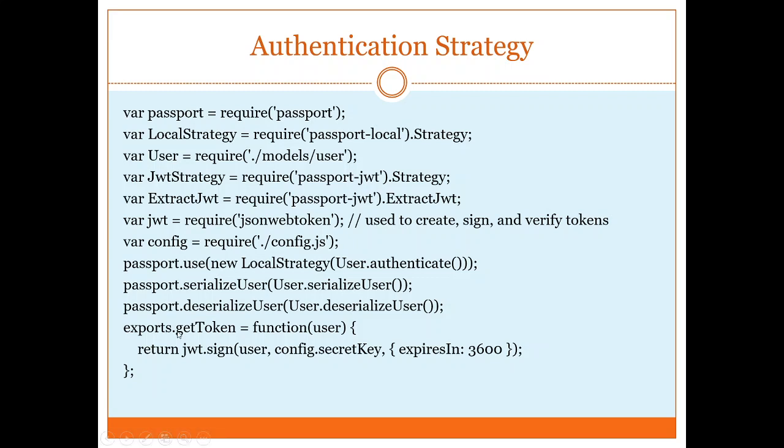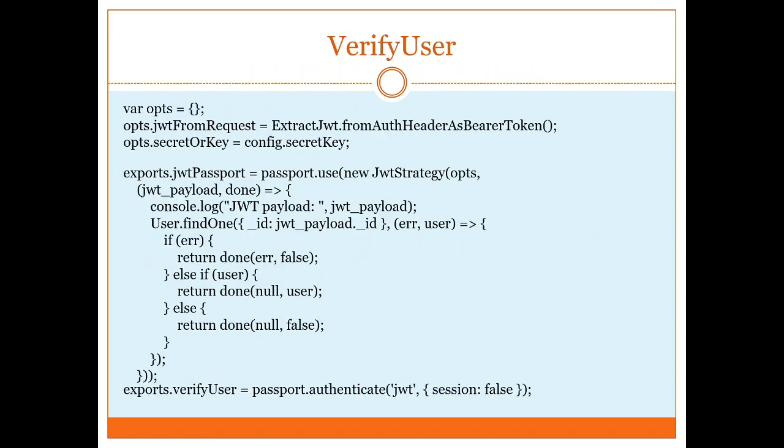Then exports.getToken. Now this is the mechanism with which we can get a token. Here what we are doing is jwt.sign, using our JSON Web Token library's sign method, with the information of the user, our config secret key, whatever we want to provide, and the expiry time as an optional parameter. So we are signing the JWT, creating the JWT in this strategy.